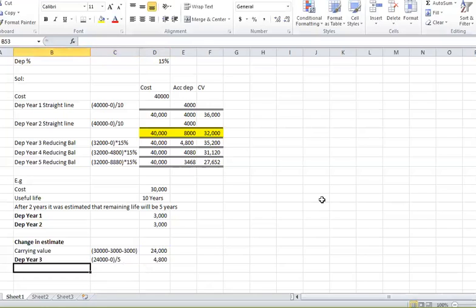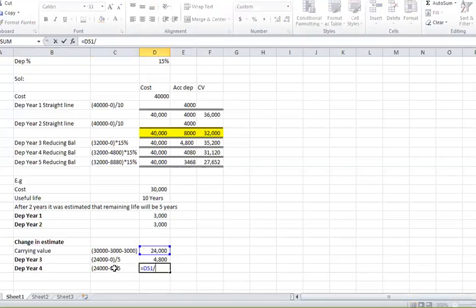In the same way, carrying value at the time of change in estimate. So when the estimate has changed, what was the carrying value? 24,000 pounds, equal to this one, divided by remaining useful life, which is 5 years. So now we are going to charge the depreciation as per revised estimate. What is revised useful life? 5 years. And what is the carrying value at the time of change in estimate? 24,000.